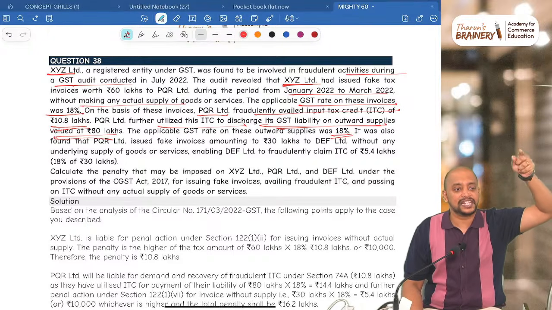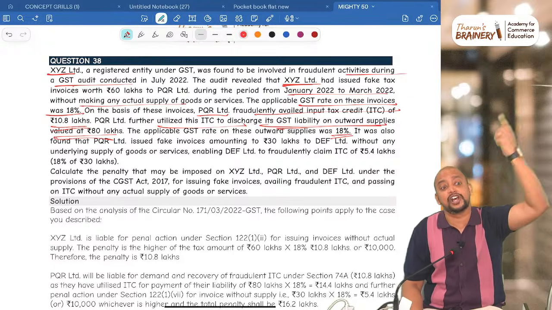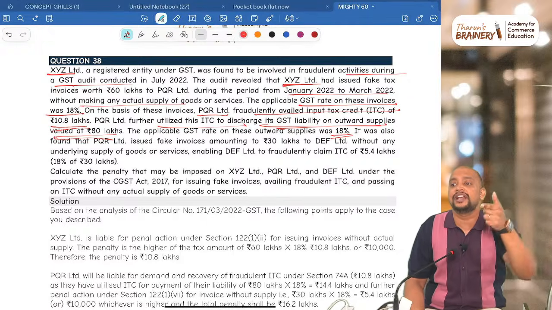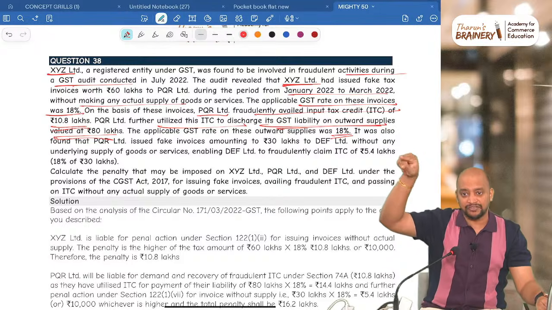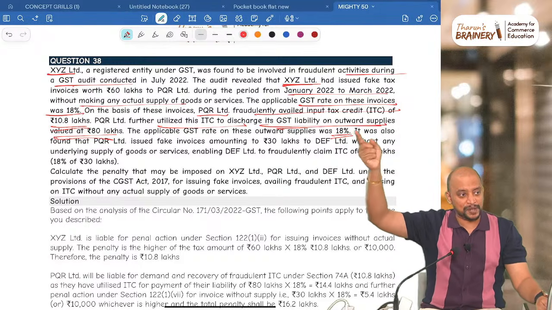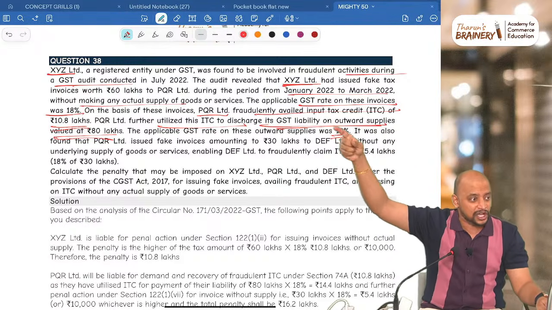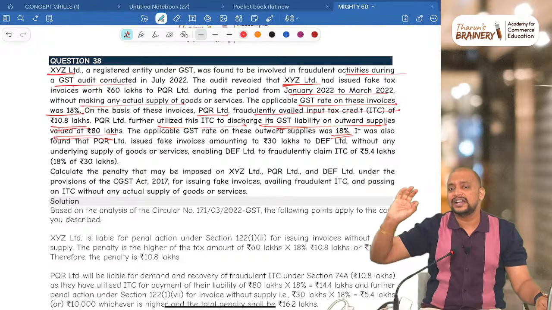Under 74A the recovery will be initiated and the penalty will be under 74A, which is 100% of ITC wrongly availed, fraudulently availed. So on PQR there is recovery under 74A. As per that recovery they need to pay penalty under 74A, which is 100% of ITC. Clear?